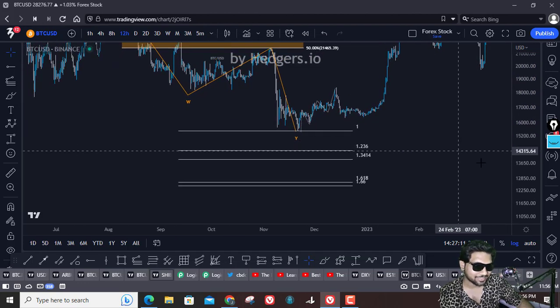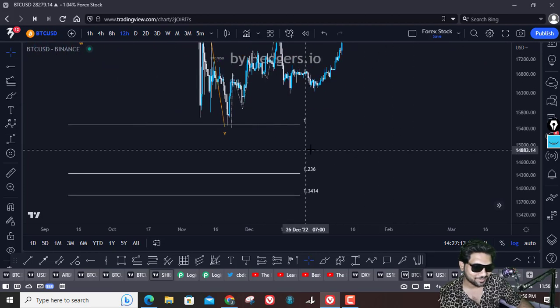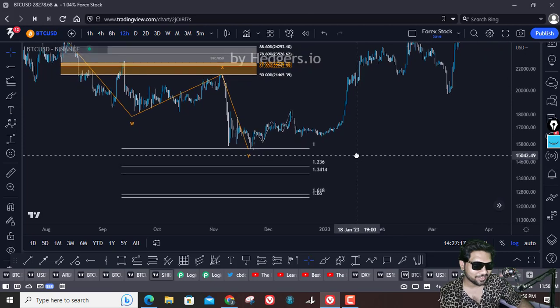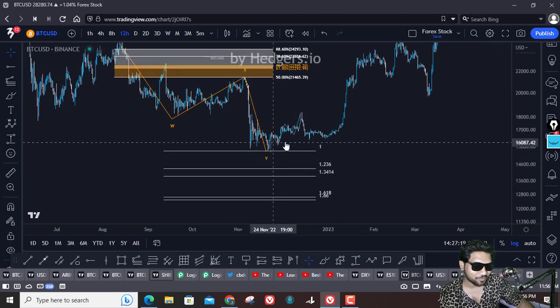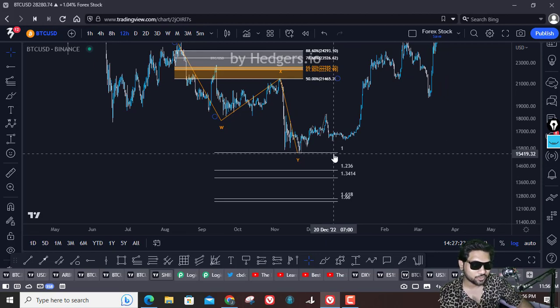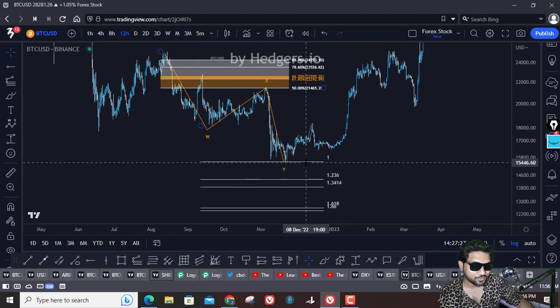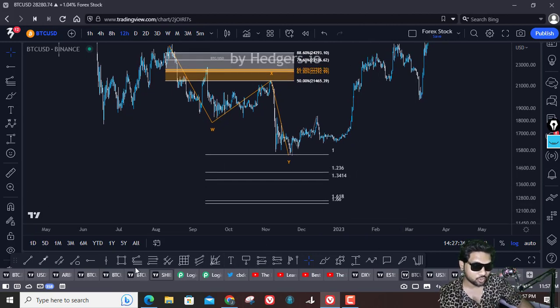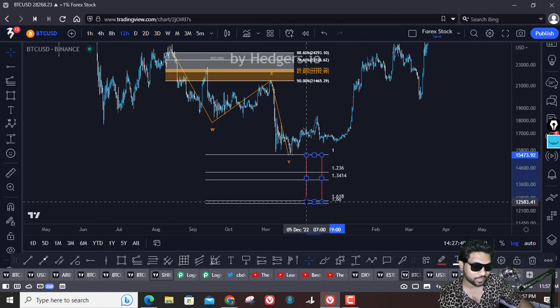Yes, exactly. This is pure gold. Like we just learned, most of the time, as I told you, the 101 extension is respected for the wave Y, and exactly, you see wave Y is respected exactly to the 101 extension. It doesn't mean that it cannot go beyond this. It can also go towards 1.618 as well.